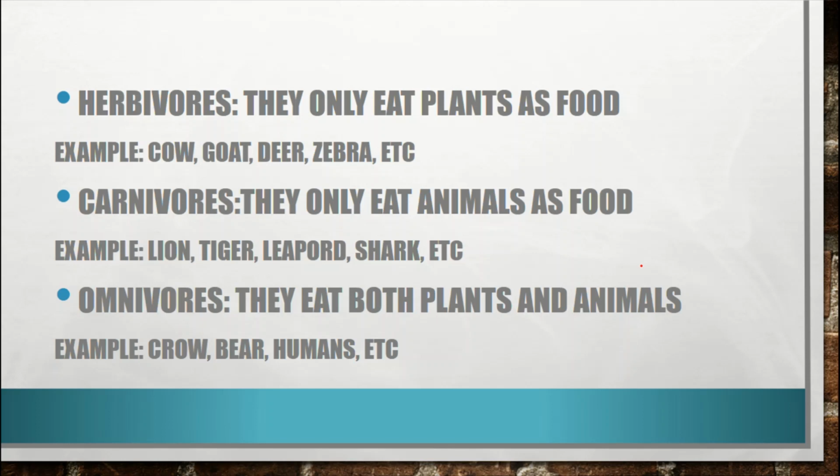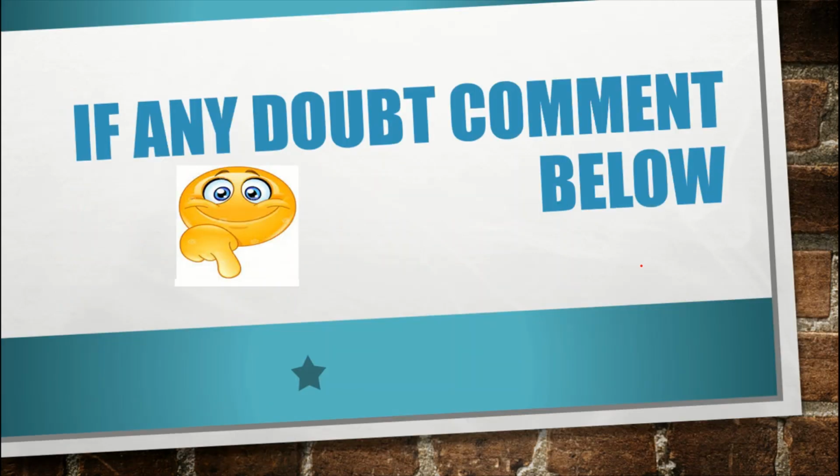Chicken comes from the hen, okay. At the same time we also eat carrot, beetroot, dal with rice, etc. So we eat both plants and animals. So we are omnivores, like crow and bear. Bear eats honey and also eats fish, so it comes under omnivores. Now let's go to the next. And this is the end of the lesson.